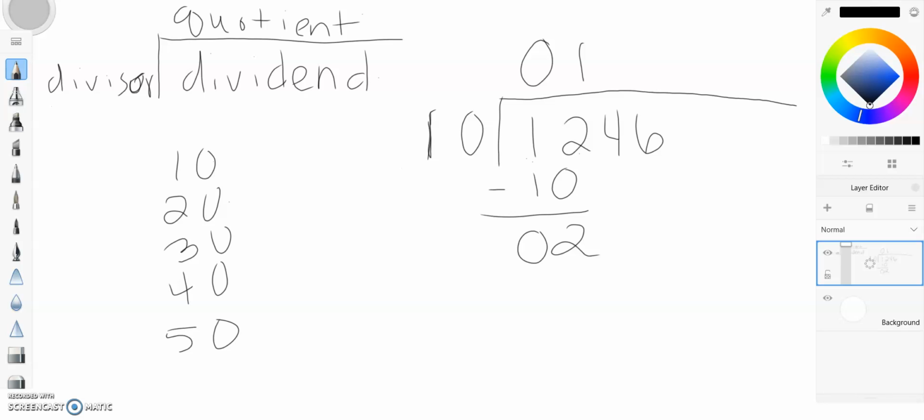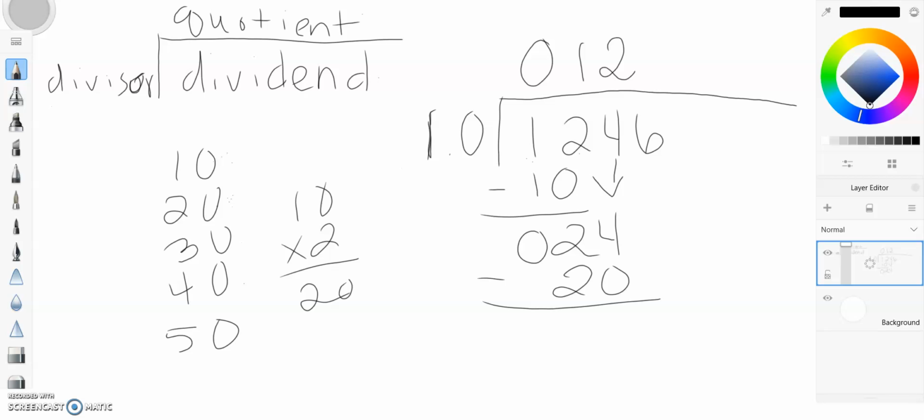So 10 cannot go into 2 at all. So we're going to take this 4 and bring it back down with our 2. So now it becomes 24. Now we have to see how many times can 10 go into 24. Well, let's see on the cheat sheet we made on the side. So we have 1, 2, 3, 4. Well, we already went over, right? Because only twice. 10 times 2 is 20, and 20 is as close as we can get to 24 without going over. So we're going to put 2 up here because we multiply 10 times 2 to get 20. Or you can just count here and subtract 20.